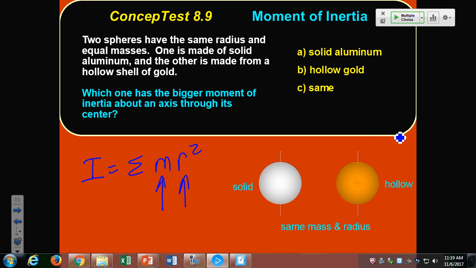If you forget that, you can look at your table, and you see that one is 2/3 mr squared and one is 2/5 mr squared. And then you say, well, which fraction is bigger, 2/3 or 2/5? I think that's what it was.